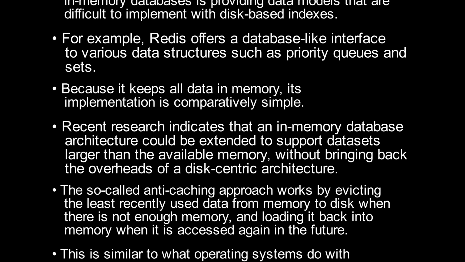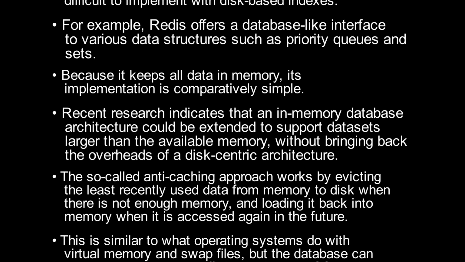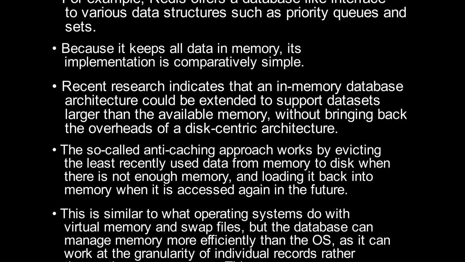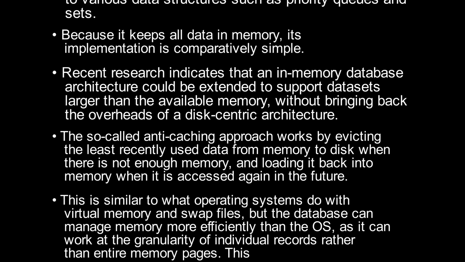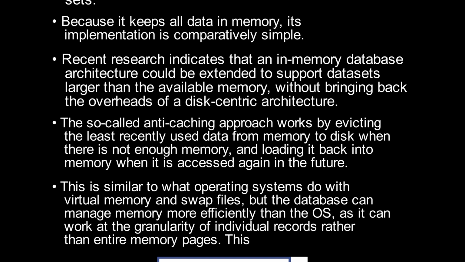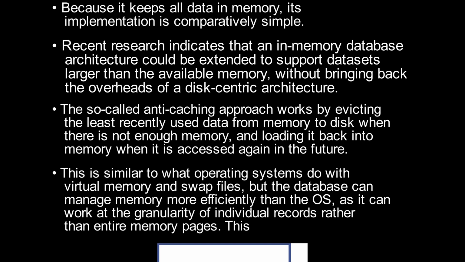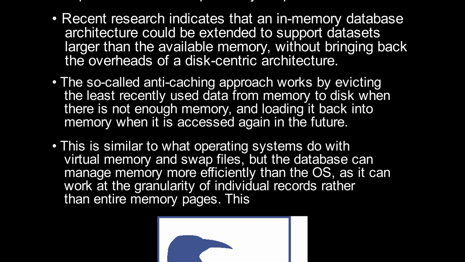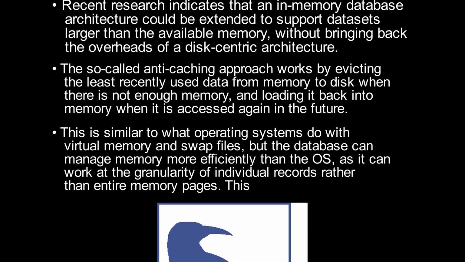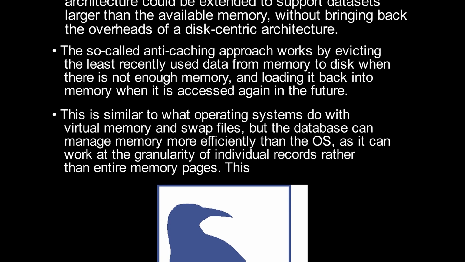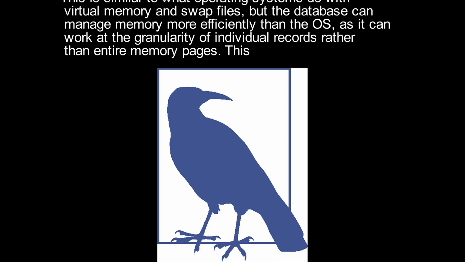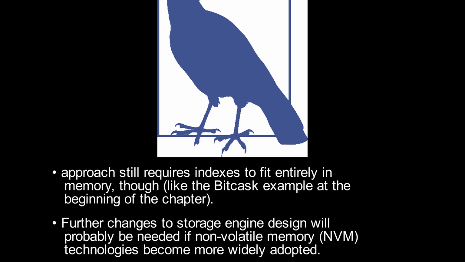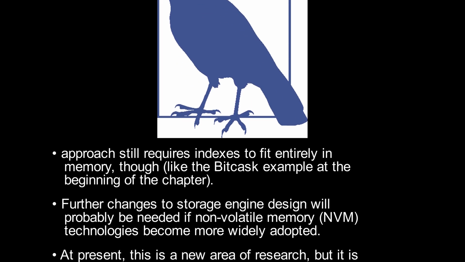The so-called anti-caching approach works by evicting the least recently used data from memory to disk when there is not enough memory, and loading it back into memory when it is accessed again in the future. This is similar to what operating systems do with virtual memory and swap files, but the database can manage memory more efficiently than the OS, as it can work at the granularity of individual records rather than entire memory pages. This approach still requires indexes to fit entirely in memory, like the Bitcask example at the beginning of the chapter.